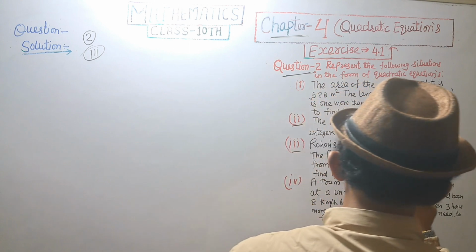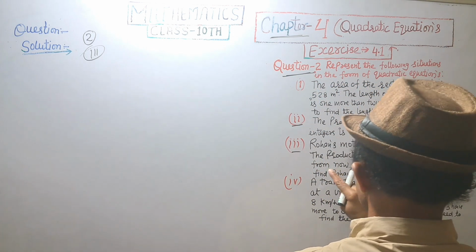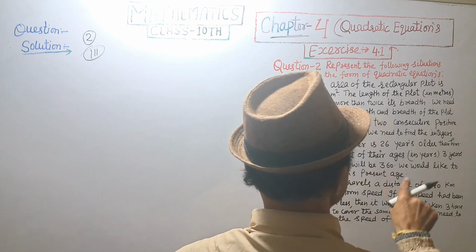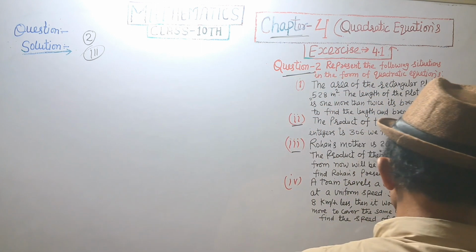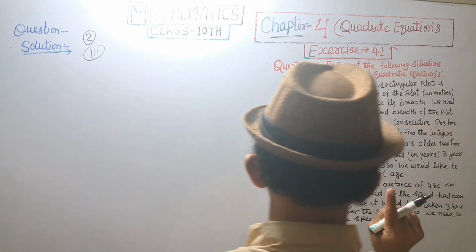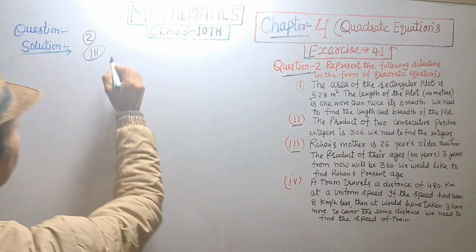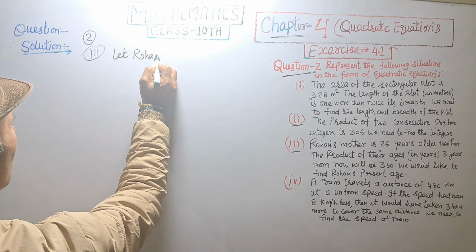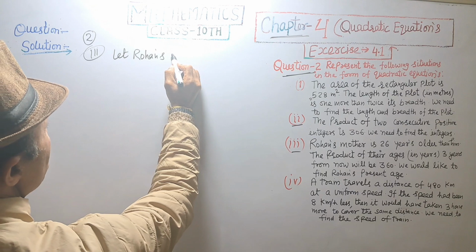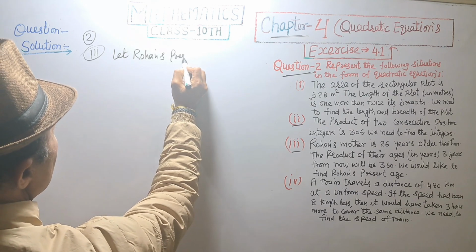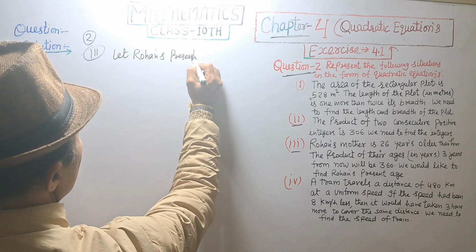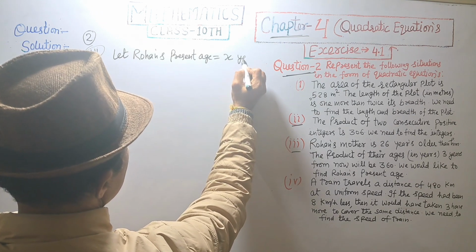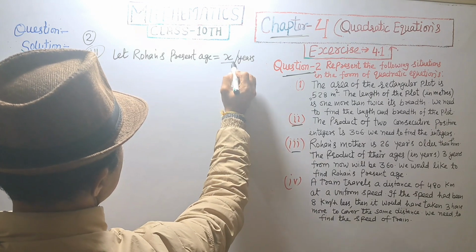Rohan's mother is 26 years older than him. The product of their ages in years 3 years from now will be 360. We would like to find Rohan's present age. Let Rohan's present age be equal to x years.